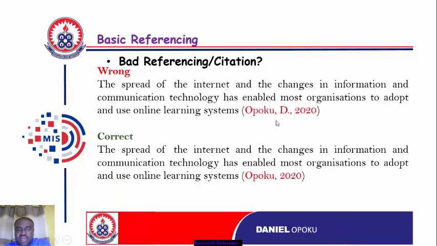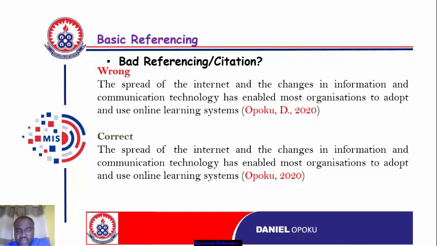Also, another wrong thing that we have been doing is this: never include the author's first name in your reference. You normally use only the surnames. So if you include the first name, it is wrong. So Opoku D, standing for Daniel, dot, is very wrong. We don't do that. You normally use the author's surname alone. So this is correct: Opoku, 2020. Hope is clear. So these are some of the mistakes that you normally make in referencing, and I believe that with this video you can correct them or make changes to your referencing.